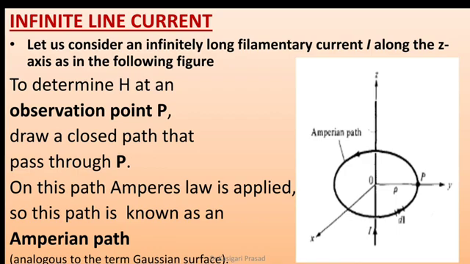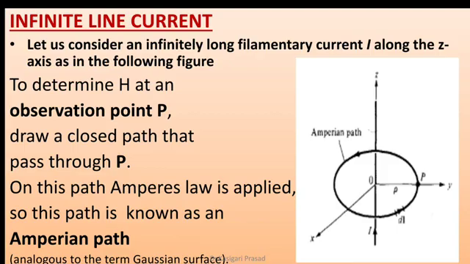Let us see the first one, the infinite line current. Let us consider an infinitely long filamentary current I along the z axis as shown in the figure. In the figure we have the x axis, y axis, and z axis, and a filamentary current-carrying conductor, which is infinite, is placed here with the current I flowing in the z direction. We have drawn an Amperian path. That means the magnetic field is produced around that conductor, circulating around it. So we have drawn an imaginary closed path, indicating the Amperian path, which has a symmetric nature.